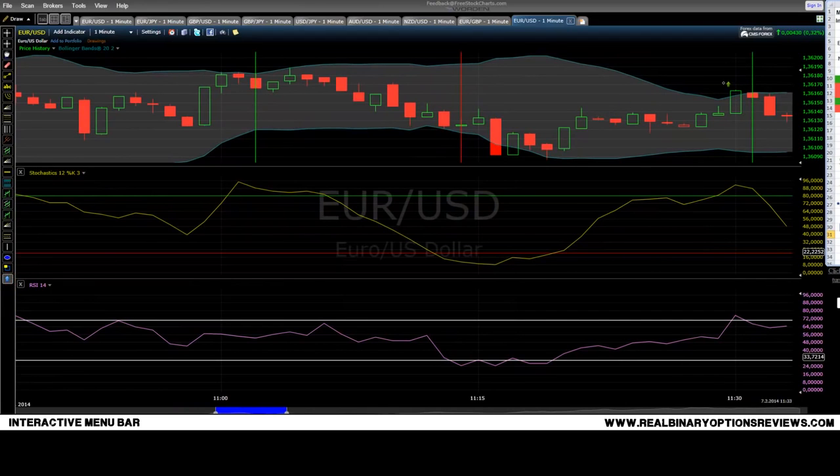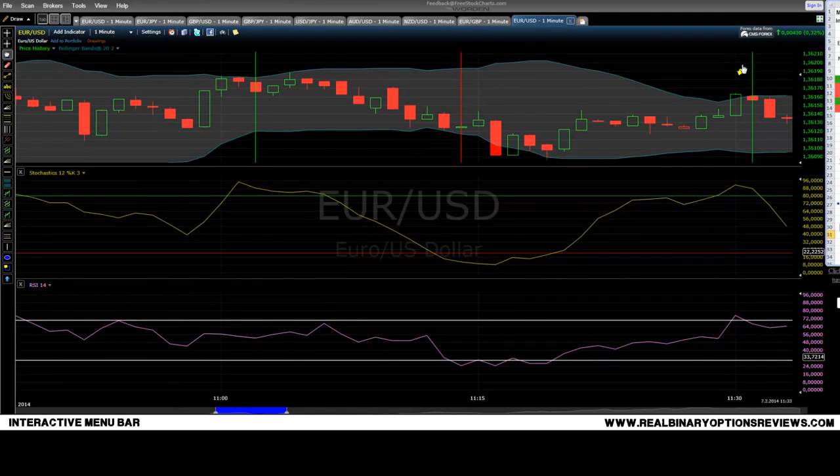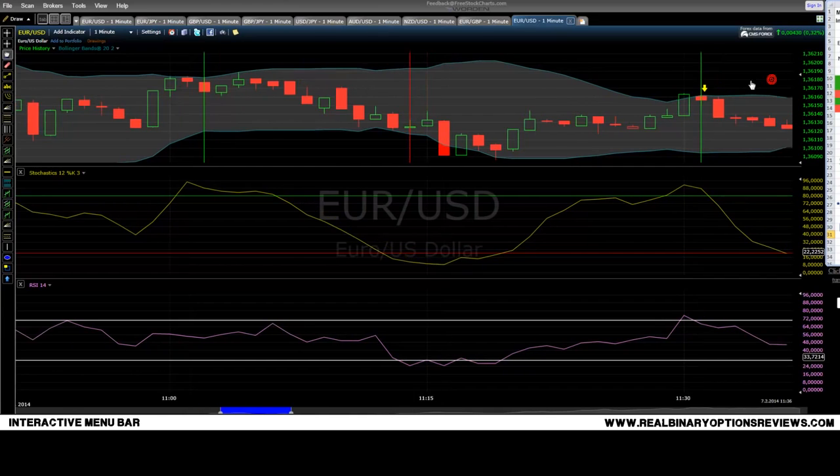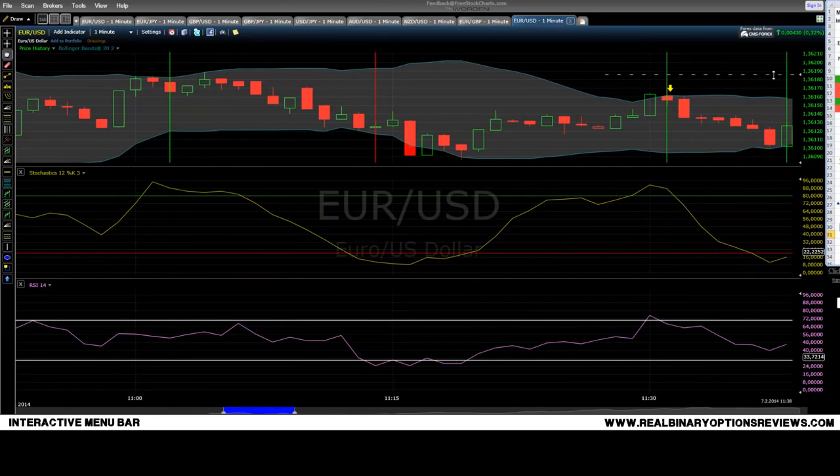So let's go on. The next one is here. And again, you can see if I would enter on the closure of the green candle that crossed the Bollinger, again, the stochastic was above the green line, and I'm making another winning trade. So as you could see, so far we had all winning trades with this system. And this is a really easy system to use.